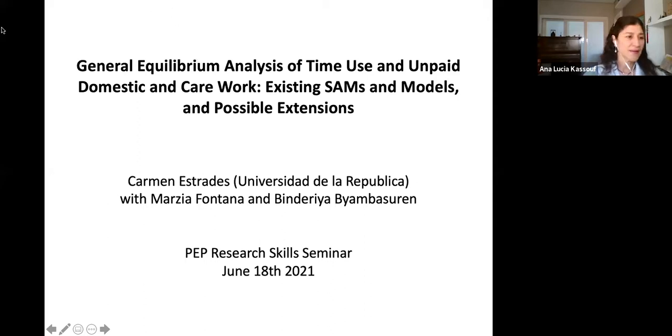Today, Carmen will present options for modeling the distributional impact of care policies using a general equilibrium framework. Carmen Estrades is an associate professor at the Department of Economics, Faculty of Social Sciences at the Universidad de la República in Uruguay. She has experience with CGE models and microsimulations applied to the analysis of trade policies, fiscal policies, and gender.